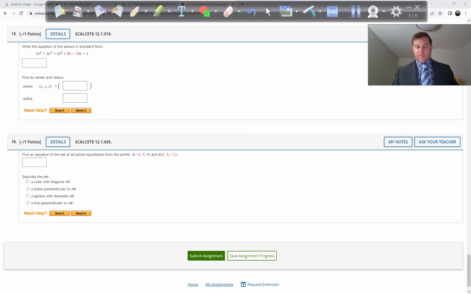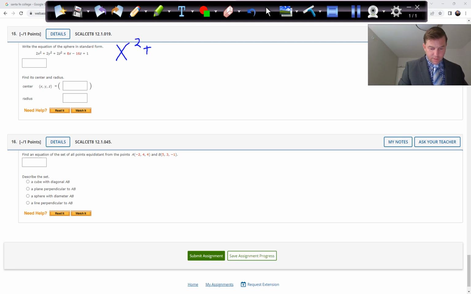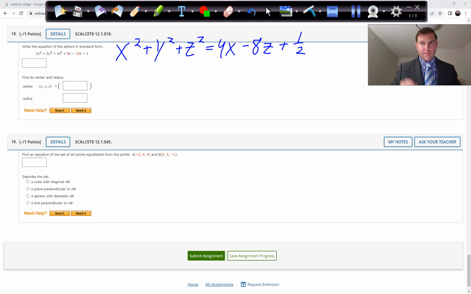Okay, 15 is going to be very similar. There is an added step though. So notice that each of these x squared, y squareds, and z squareds have the number 2 in front of them. So we're going to immediately divide everything by 2, and we're going to get x squared plus y squared plus z squared equals 4x. Don't forget everything divided by 2. 8z plus 1/2. Now that's going to be the only unfun thing, is we're going to have to deal with fractions now. Okay, now let's combine x's with x's, so we get minus 4x.